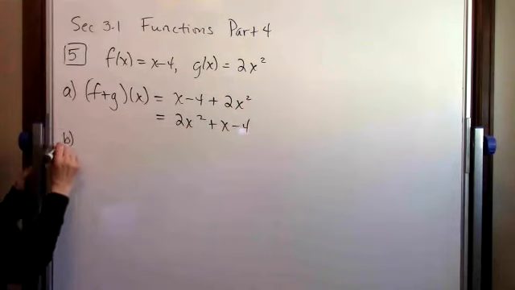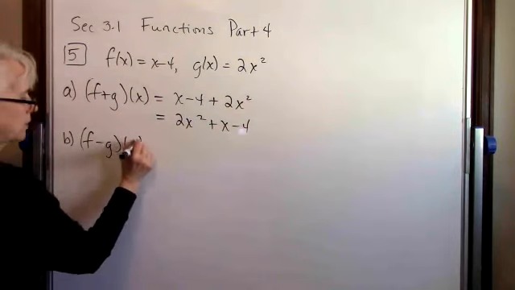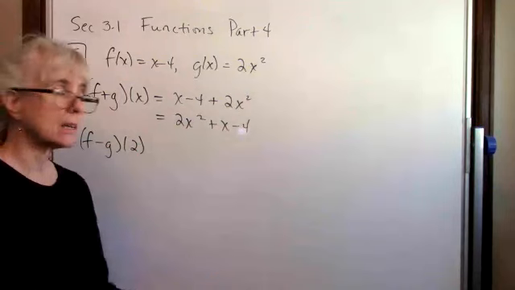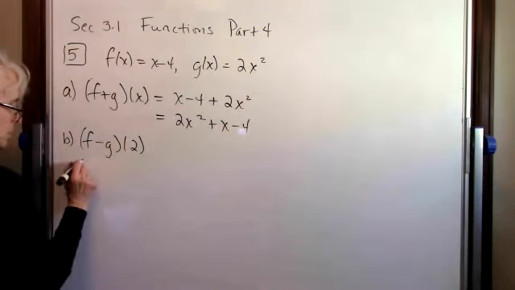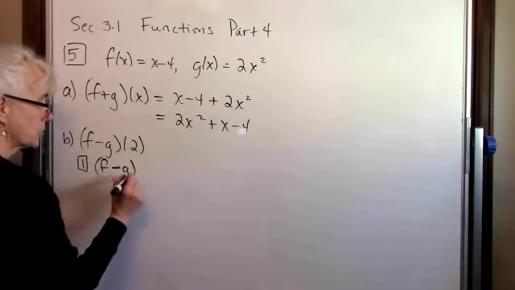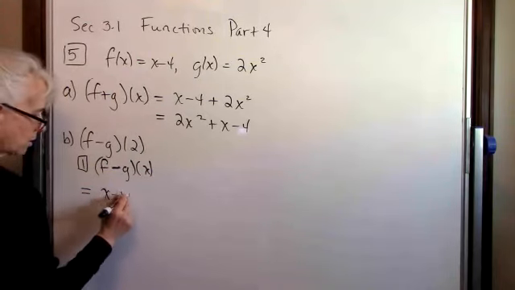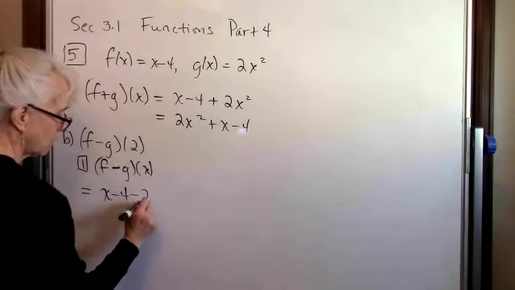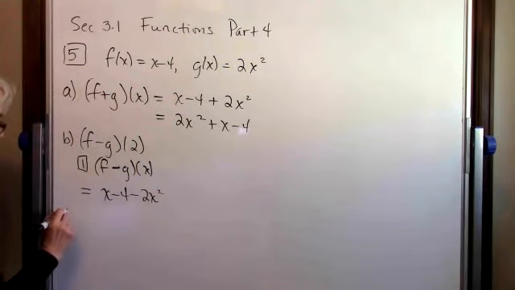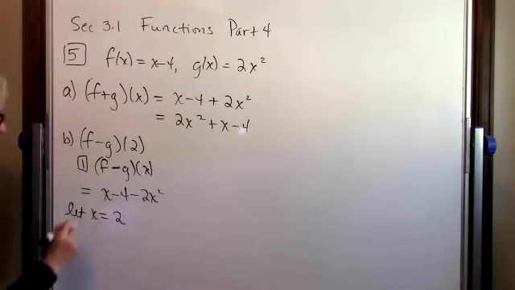Part B is asking me to find f minus g of 2. Normally I don't do a problem twice, but I want to make sure you recognize that you have two options here. Option 1 is to come in and find f minus g of x first. Okay, let's do that. f is x minus 4. We're going to subtract g, which is 2x squared. So there's f minus g of x. Now we're going to let x equal 2 and evaluate that function at 2.